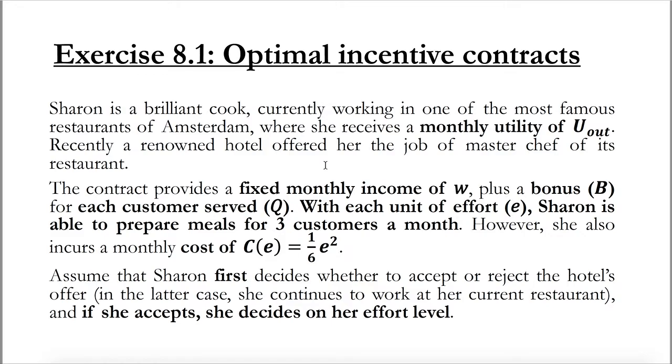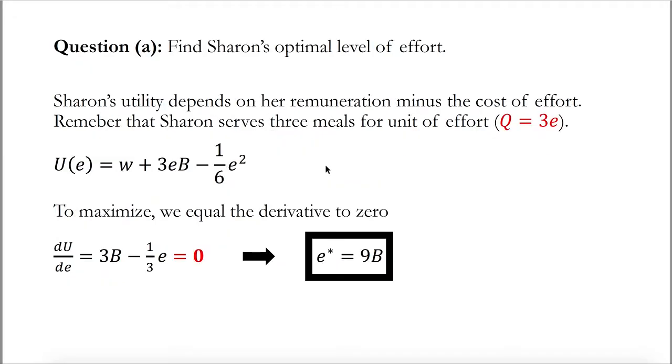Assume that Sharon first decides whether to accept or reject the hotel's offer, and if she accepts, she decides on her effort level. So this is the kind of information we have: the information of the old contract, the information of the new contract, and then how this game is going to play. Basically Sharon is the first one to decide, and then she has to decide her effort level. Let's now move to question A.